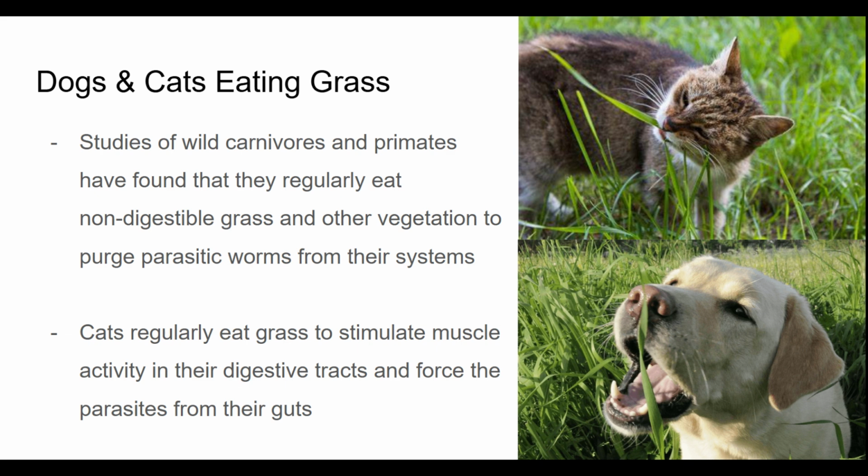Another well-known example is, of course, dogs and cats eating grass. Studies of wild carnivores found that they regularly eat non-digestible grass and other vegetation in order to punch parasitic worms from their systems. Similarly, cats regularly eat grass to stimulate muscle activity in their digestive tracts and force the parasites from their guts as well. This is likely an instinctual trait passed down from their ancestors rather than behavioral self-medication.